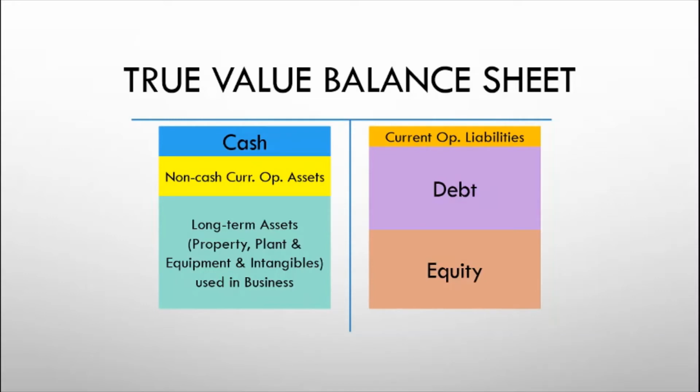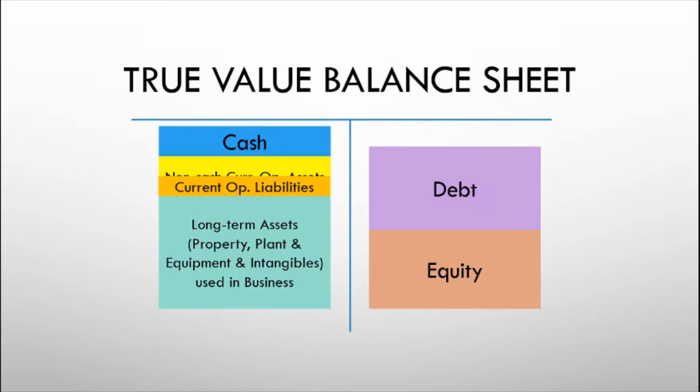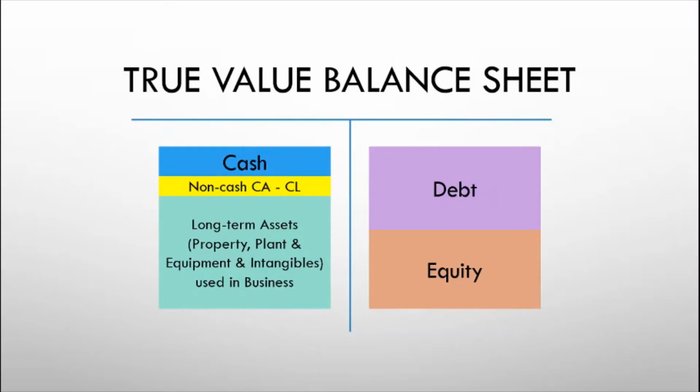Let me make some adjustments there. I'm going to offset current operating liabilities from the non-cash current operating assets. And that would leave you with non-cash current assets less current liabilities. We call this collectively non-cash working capital. So there you go. The balance sheet is still balanced after that offset.